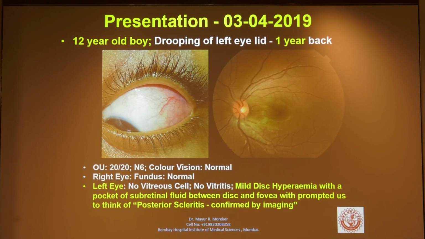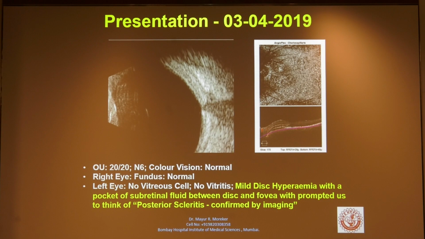This is a 12-year-old boy who had drooping of the left eyelid 1 year back, presented to us now with redness in the left eye. You can see the left eye redness. On fundus examination, a mild disc hyperemia with a pocket of subretinal fluid between the disc and the fovea, which prompted us to think of posterior scleritis, and hence we asked for a B scan.